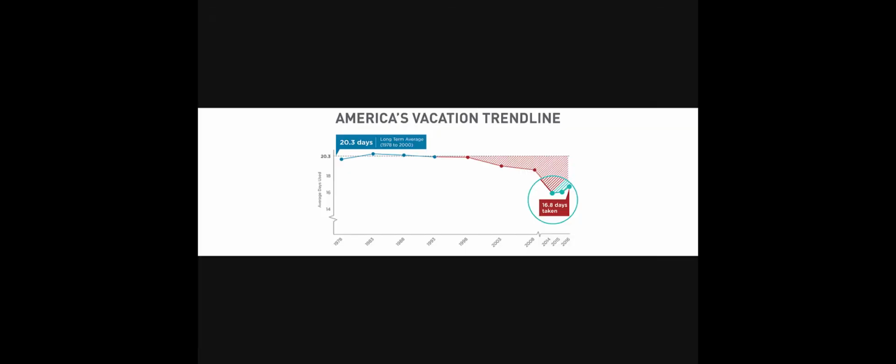Next slide. Now, this is a graph of vacation. So, since 1978, we are taking, now it might not seem that much, but at scale, taking 3 to 4 fewer days of vacation is huge. Okay, so people are taking less vacation.